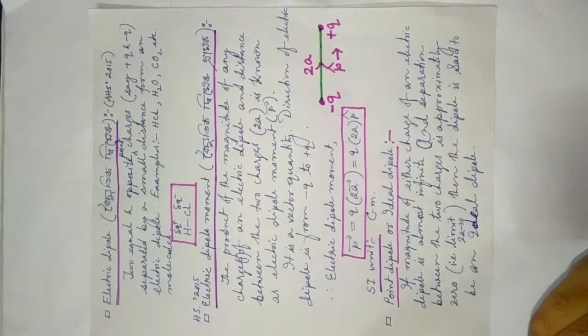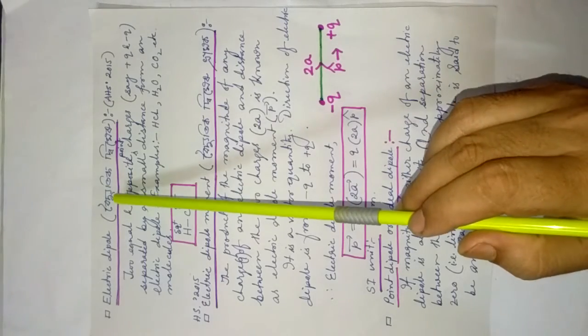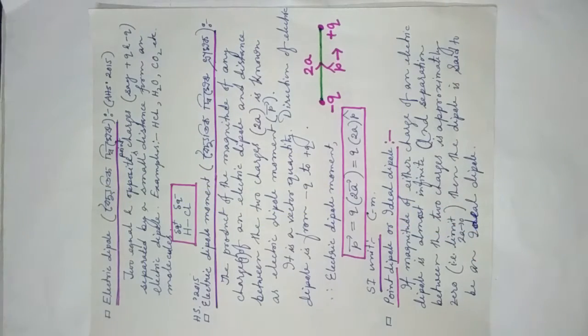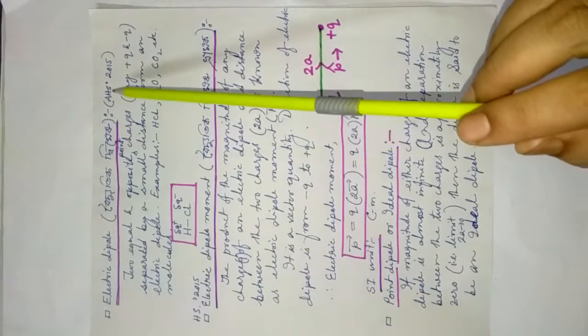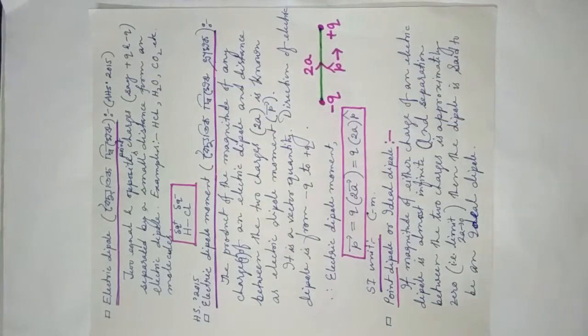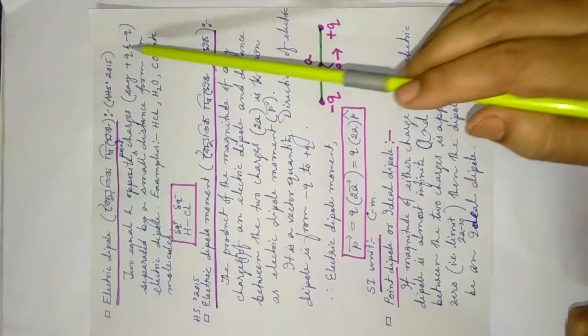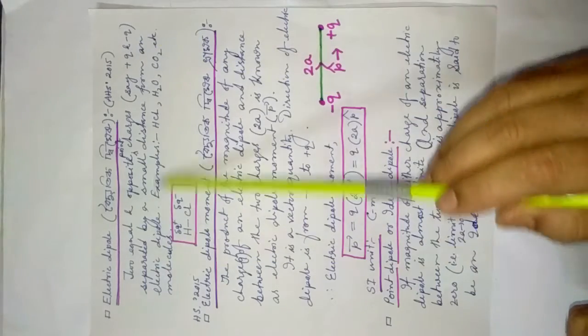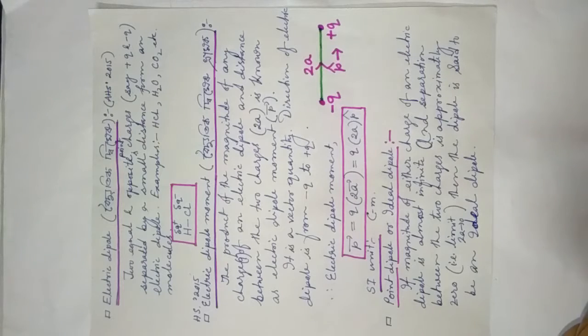Dear students, now I am going to discuss a new topic, that is electric dipole, in SMS বৈদ্যুতিক দ্বিমেরু. A question has come from this topic in 2015. Electric dipole means two equal and opposite point charges, say plus q and minus q, separated by a very small distance, form an electric dipole.